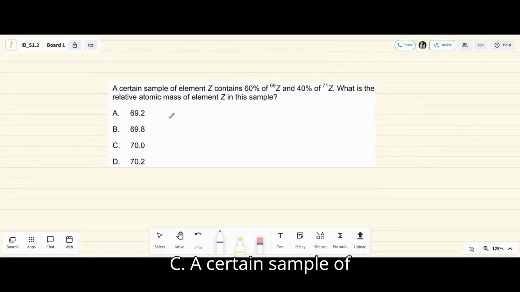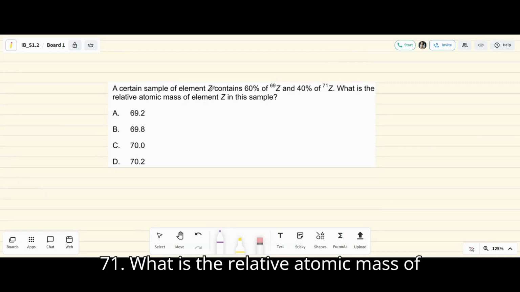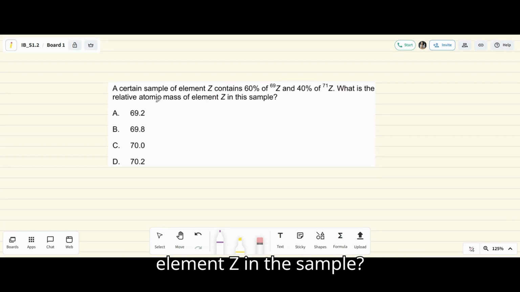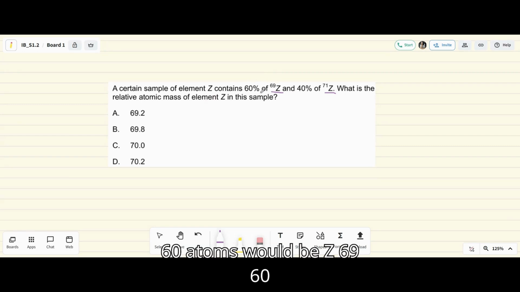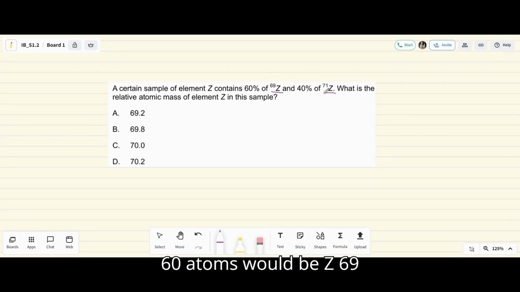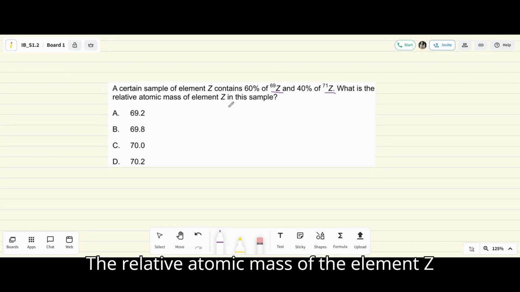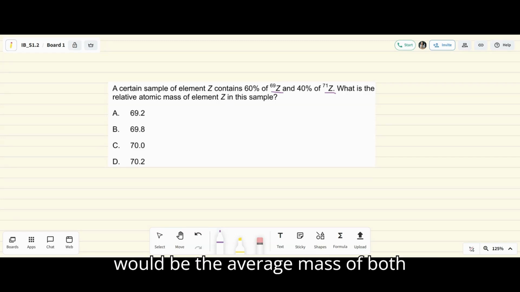A certain sample of element Z contains 60% of Z-69 and 40% of Z-71. What is the relative atomic mass of element Z in the sample? The two isotopes of Z are Z-69 and Z-71. Abundance: if you have 100 atoms of Z, 60 atoms would be Z-69 and 40 of it would be of Z-71 isotope. The relative atomic mass of the element Z would be the average mass of both isotopes in their relative abundance.